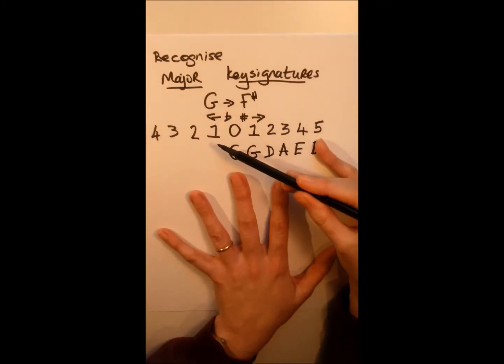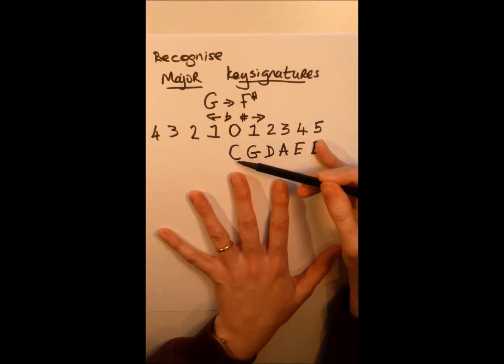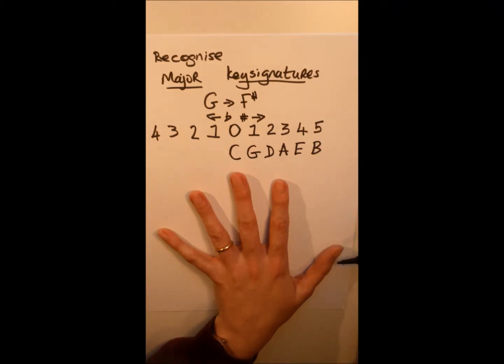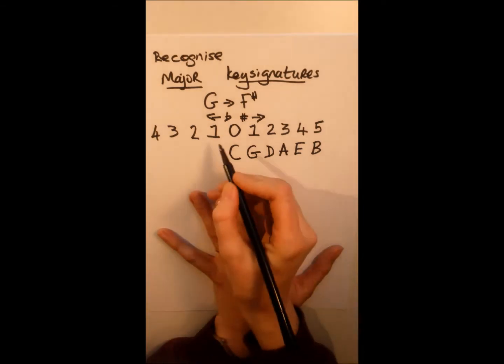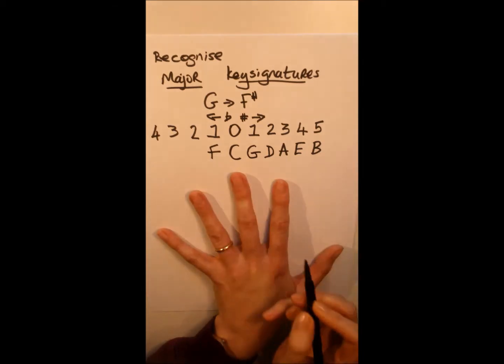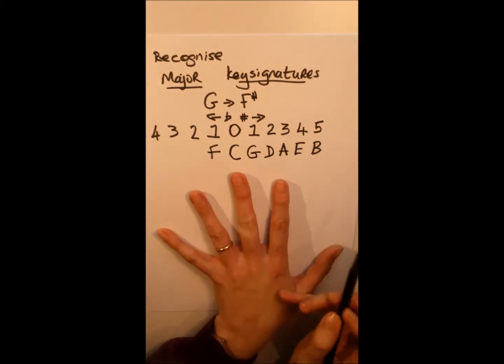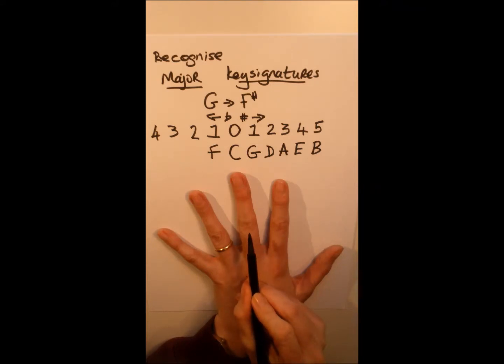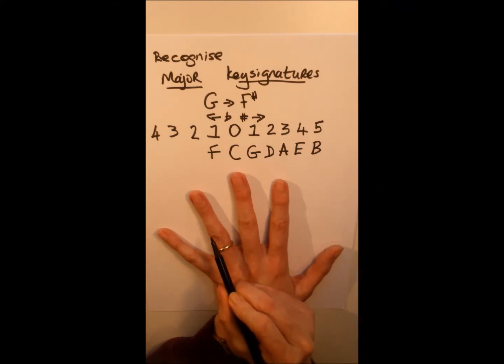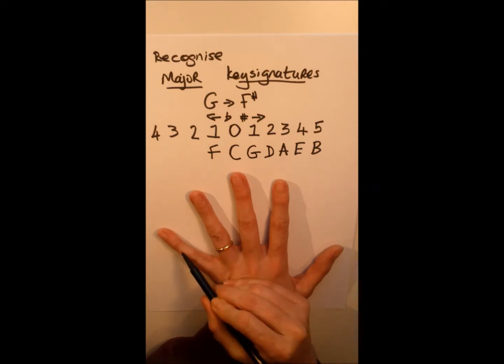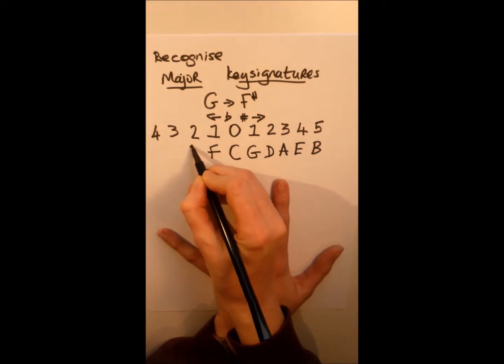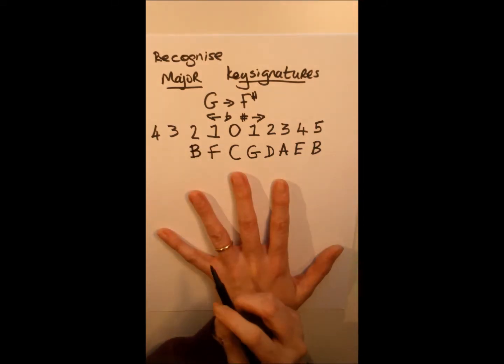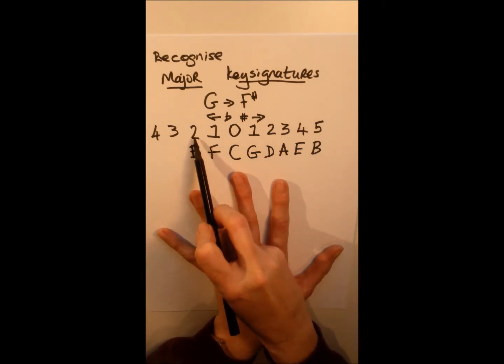Now go backwards. We want to find out what scale has 1 flat. So starting on C, we go backwards: C, B, A, G, F. Now starting on F, again we go backwards: F, E, D, C, B. The scale of B has 2 flats.